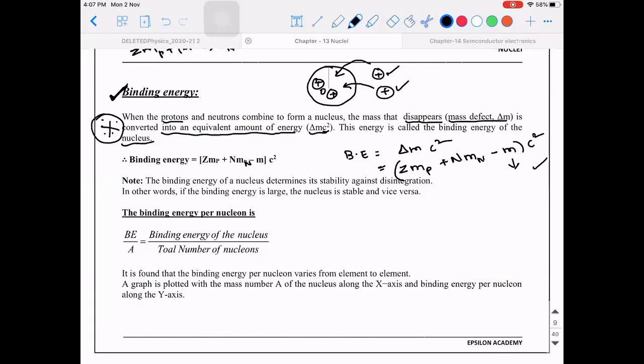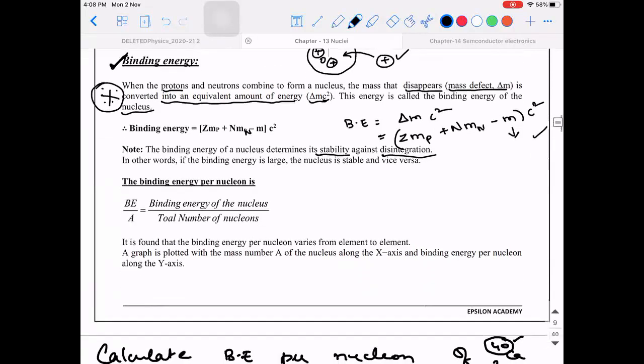Here comes the important point. The binding energy of a nucleus determines its stability against disintegration, meaning whether the nucleus is going to stay intact or get broken into pieces. That's what is meant by disintegration. In other words, you can conclude that if the binding energy is large, then the nucleus is said to be stable, and vice versa.